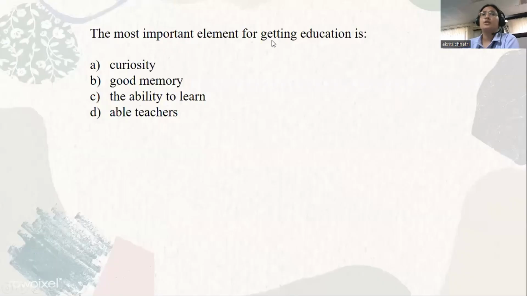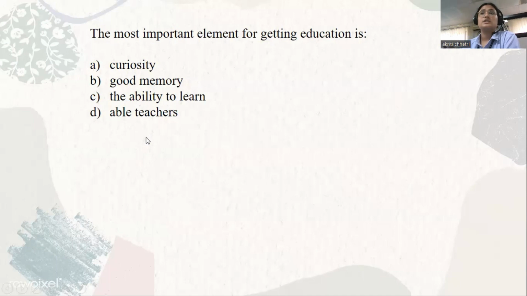So now we come to the questions, and these are some simple questions which are going to be there in your CET exam. The most important element for getting education is: curiosity, good memory, the ability to learn, or able teachers. Here we have to go with the most appropriate answer, because these options are correlating and interrelating.